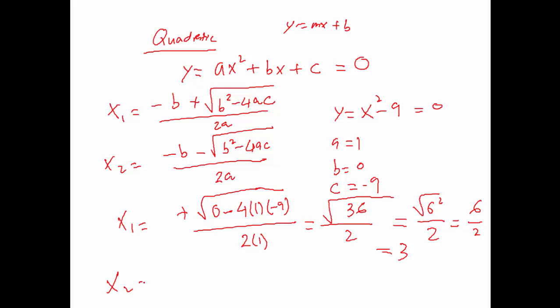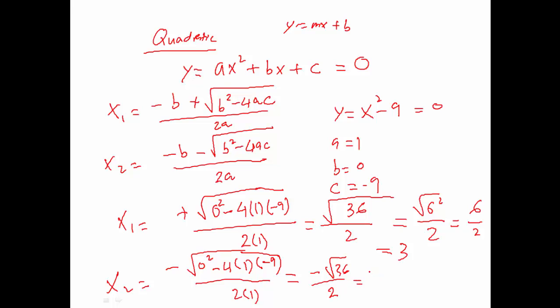The second solution here is minus b, so -0, nothing, minus the square root of b squared, which is 0 squared, minus 4, a is 1, c is -9, and then 2a, which is 2 times 1. We have the same thing here, so the square root of 36, but we have the minus in front instead of plus, so minus 6 over 2. This is -6 over 2, which is -3. So one solution is 3, and then x2, the other solution, is -3. So you have two solutions for the quadratic equation.